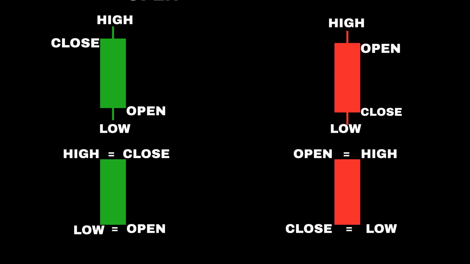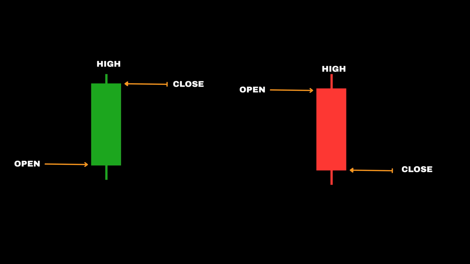Before you can read what a candlestick is saying, you first need to understand what builds it. Every candlestick comes from 4 key prices. The open marks the price when the candle starts forming. The close marks the price when it finishes. The high shows the highest point price reached during that period, and the low shows the lowest point it touched.